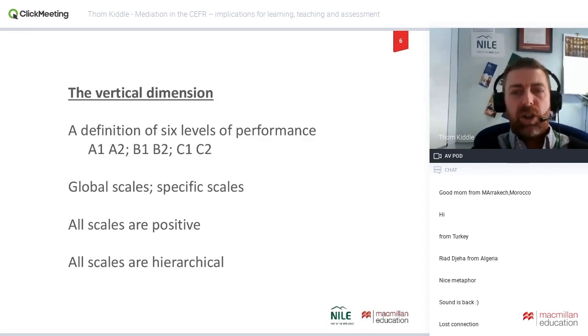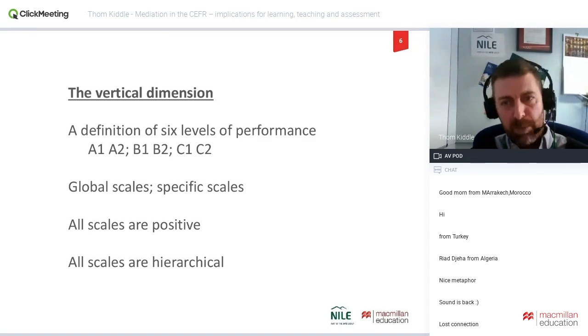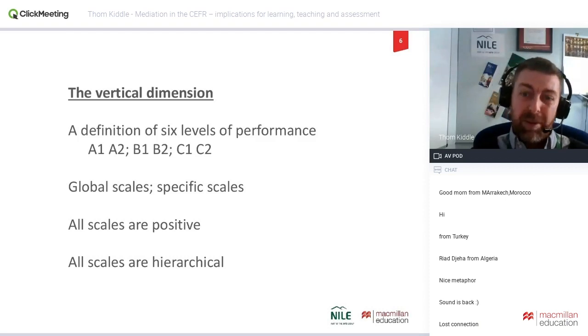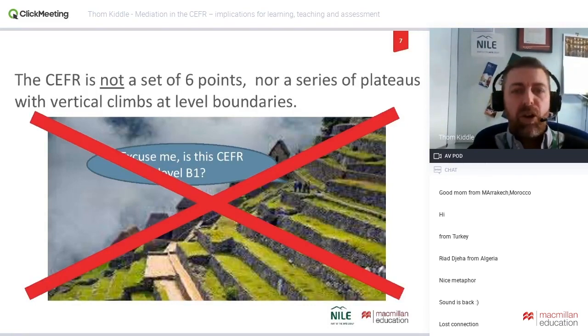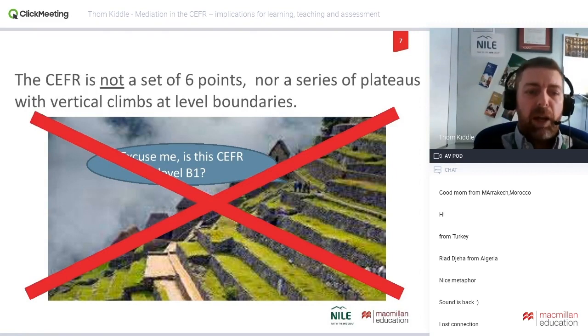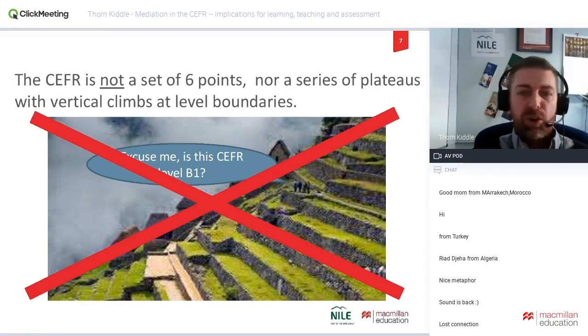And we know that scales are hierarchical, so that if we can do things that are described at a B1 level, we can automatically do things that are described in the same scale at the A2 and A1 level. So there's that hierarchy in there. What's often forgotten is that despite these names that have been put onto 6 levels of performance, they are not a set of 6 points, not a series of plateaus with vertical climbs at the level boundaries. It's not a question that we stay at one level and then we end a course and we wake up the next morning and we're at the next level. It's not a set of plateaus with jump points.